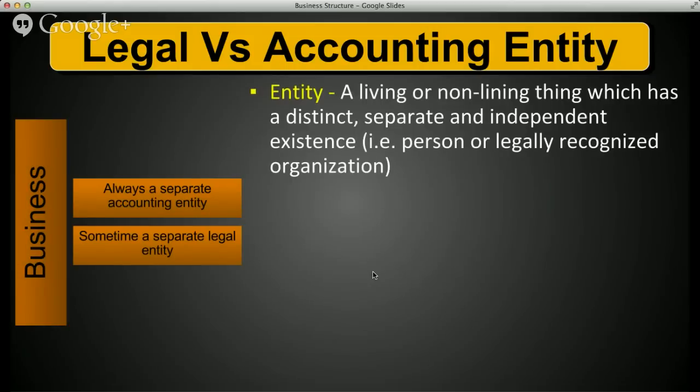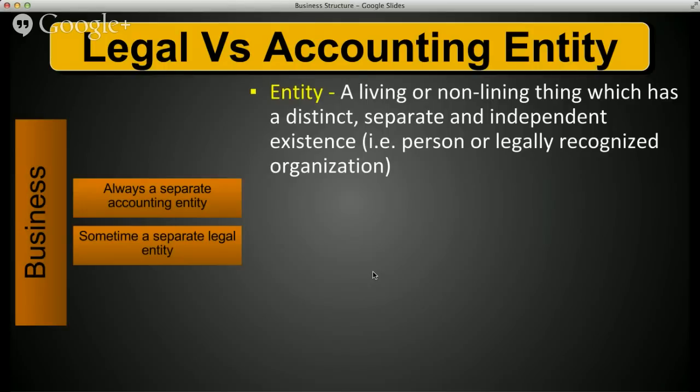So we're just going to go through a couple of things. First of all, creating an entity. And this is a really difficult thing to understand, but an entity is basically a living or non-living thing that has a distinct and separate independent existence. Like we all in this room have obviously a distinct and independent existence. When we get into the business structures, not every business structure has a distinct, separate legal entity.